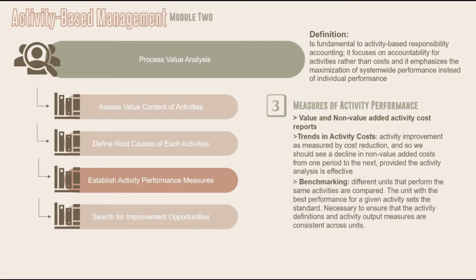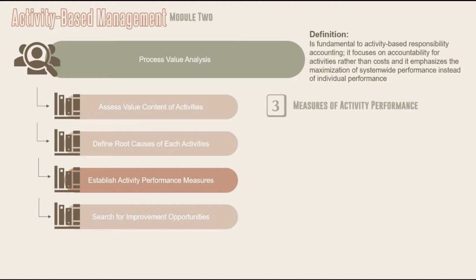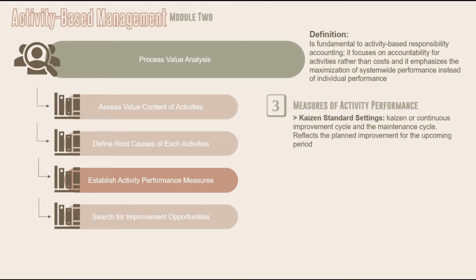The third one is benchmarking, wherein different units that perform the same activities are being compared. The unit with the best performance for a given activity sets the standards, and it is necessary to ensure that activity definitions and activity output measures are consistent across the units. The fourth one, which is life cycle costing, which would be further discussed in the subsequent modules. And then the last one, which is Kaizen standard settings.